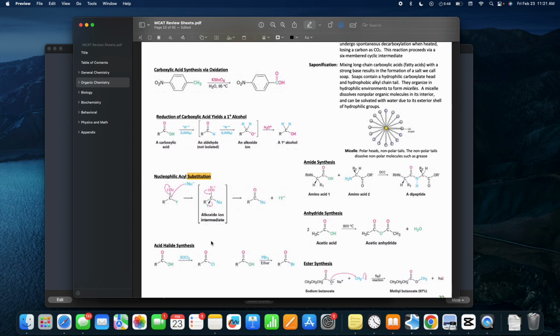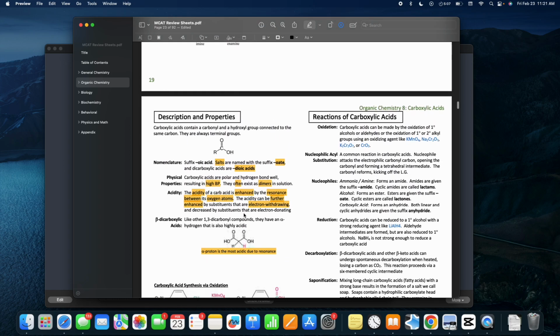Then we have acid halide synthesis. So we have the carboxylic acid here. The SOCl2 is the agent, and it adds the chlorine, and it substitutes it with the OH on the carboxylic acid. And with either PBr3, we can add a bromine here. So these are acid halide synthesis. It's essentially a substitution, but since you're synthesizing acid halides, you are calling it an acid halide synthesis.